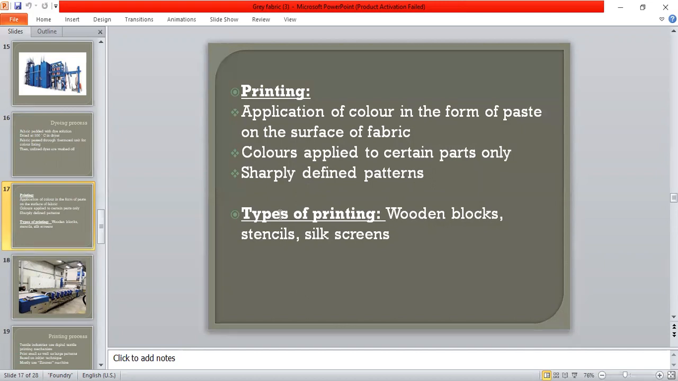They will emboss. So types of printing are wooden blocks, stencils, silk screens. Students, do you know about these printing techniques? Yes, ma'am. Wooden blocks and stencils we have used. Yes. So there is also screen printing. Ma'am, the big ones we have not used yet. You will do that further. Screen printing is also very interesting.